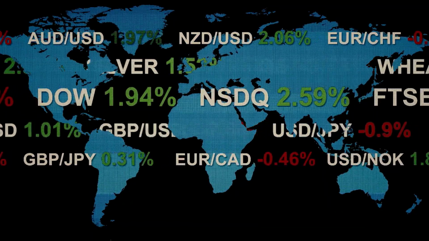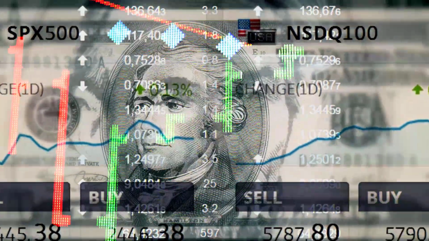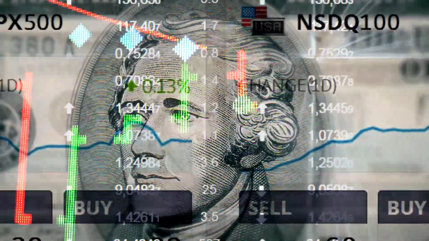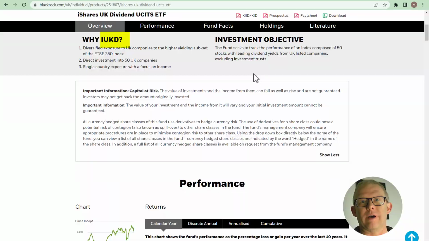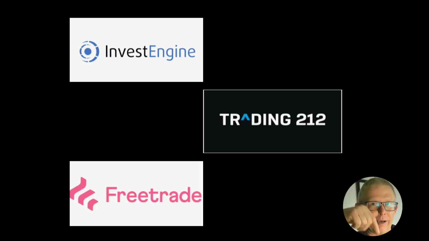As I said, I was going to take you through where you can actually get the iShares UK Dividend ETF, or under its ticker symbol of IUKD. You can get this on basically any normal platform, things like InvestEngine, Trading 212, Freetrade. I have links to all of those down below if you're interested in having a look at them.